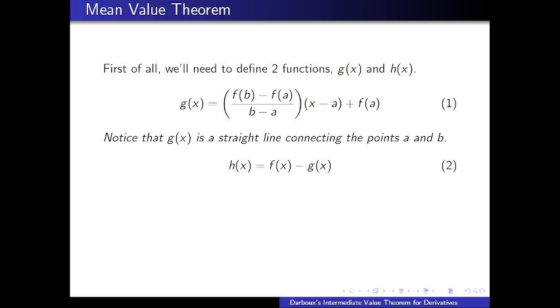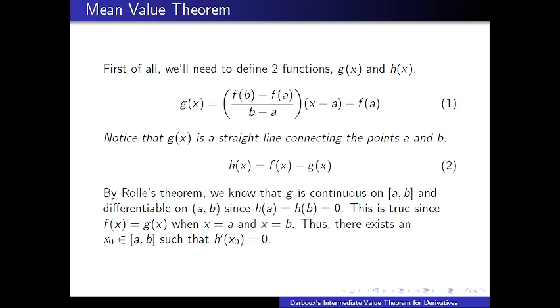The important characteristic of h(x) is that at points a and b, h(x) equals 0. Now, this factor is what we truly want so that we can apply Rolle's theorem. This theorem is used to find that h is continuous on the closed interval [a, b] while also differentiable on the open interval (a, b). Thus, there has to be an x0 in (a, b) such that h'(x0) equals 0 because h(a) and h(b) are the same.